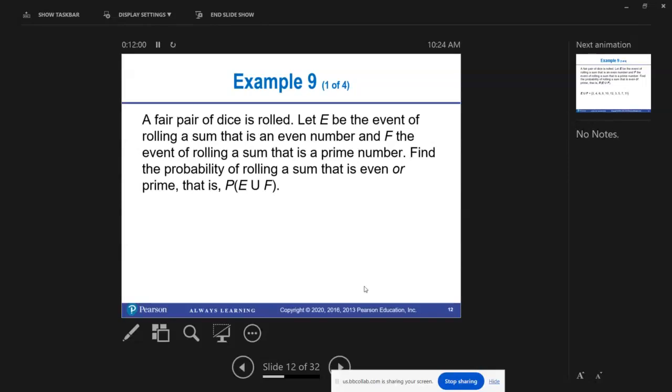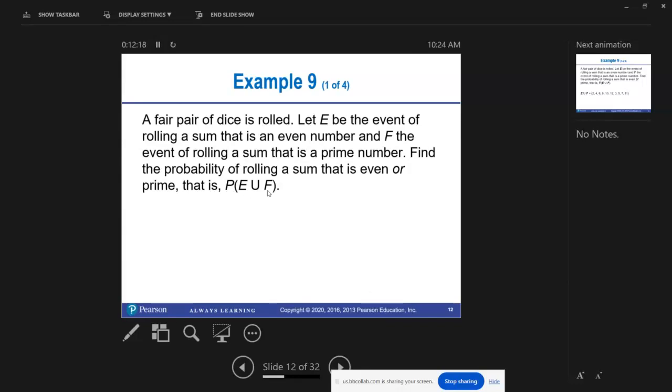Okay, in this example, a fair pair of dice is rolled. Let E be the event of rolling a sum that is an even number. F is the event of rolling a sum that is a prime number. Find the probability of rolling a sum that is even or prime.